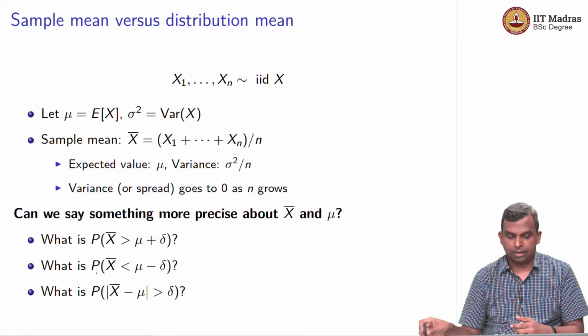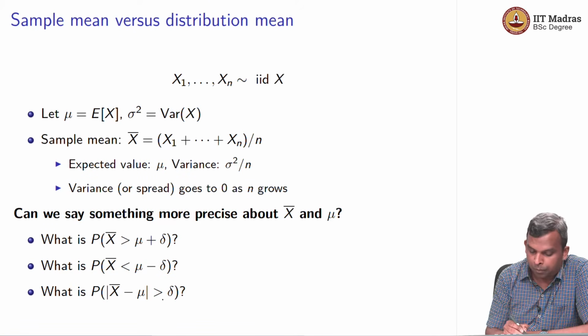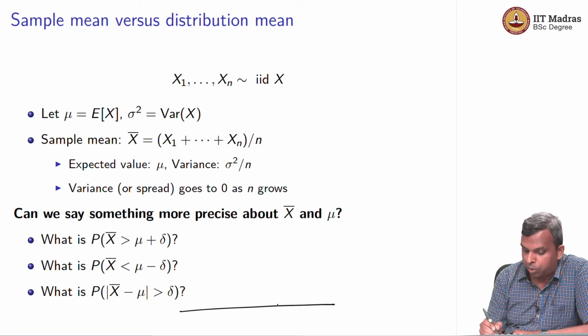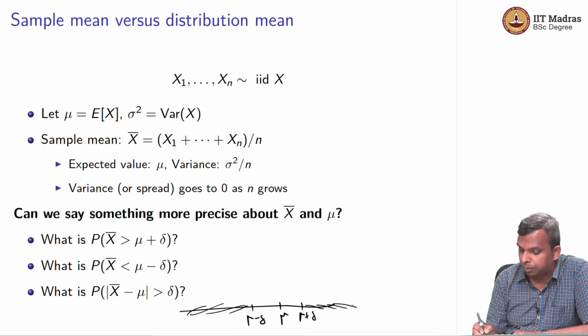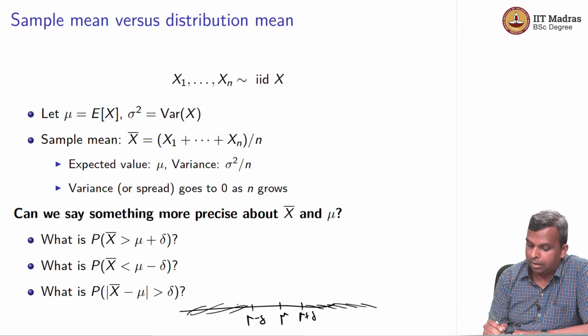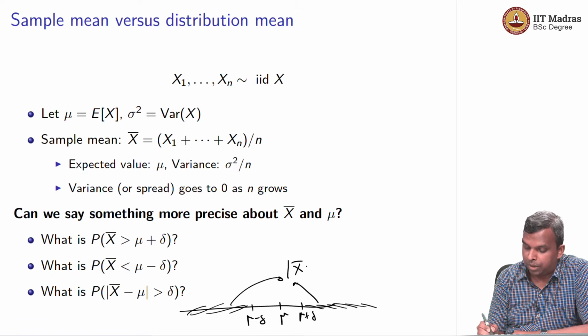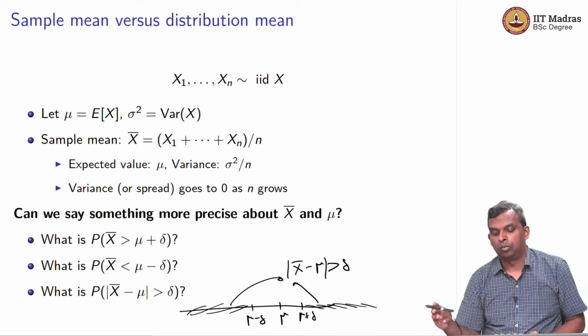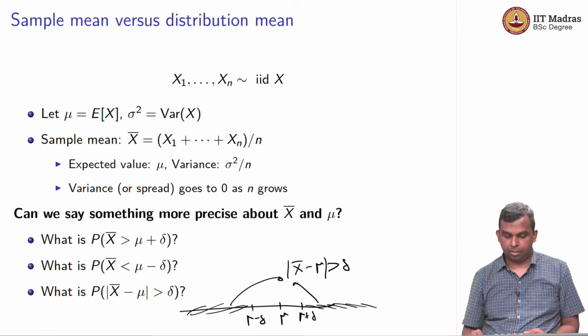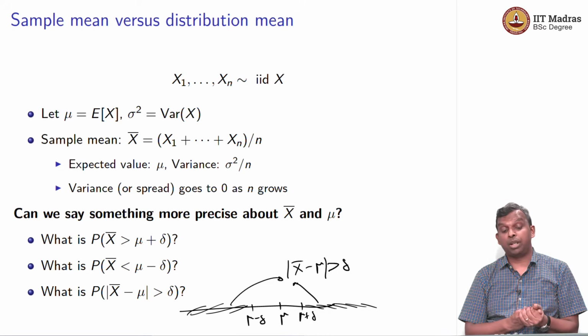If you were to think of mu being here, with mu plus delta and mu minus delta on either side, this is the region where the absolute value of x bar minus mu is greater than delta. That's a simple pictorial illustration of what happens. So I want to be able to say something about the probability of this.